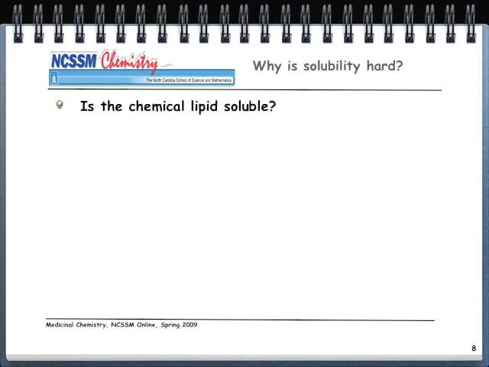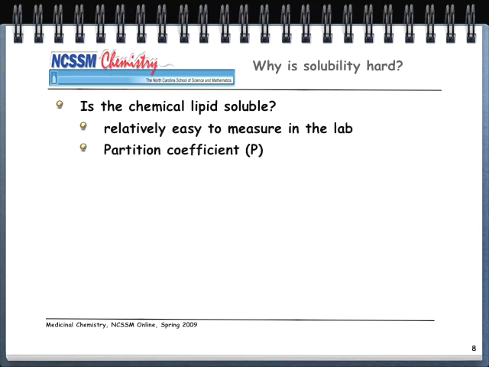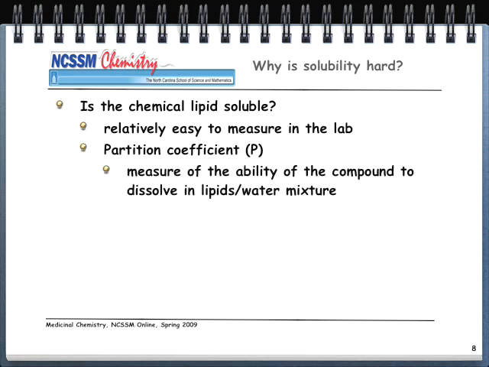The next question you have to ask yourself, because we are in a dual system environment in your body, you've got water and you've got lipids, is the chemical lipid soluble? And again, that's relatively easy to measure in the lab. We have something called a partition coefficient, represented by a capital P, and that's a measure of the ability of a compound to dissolve in this mixture of lipids and water. So we measure the partition coefficient by how well a drug intermixes within a lipid water mixture. Okay, so that's what we do.